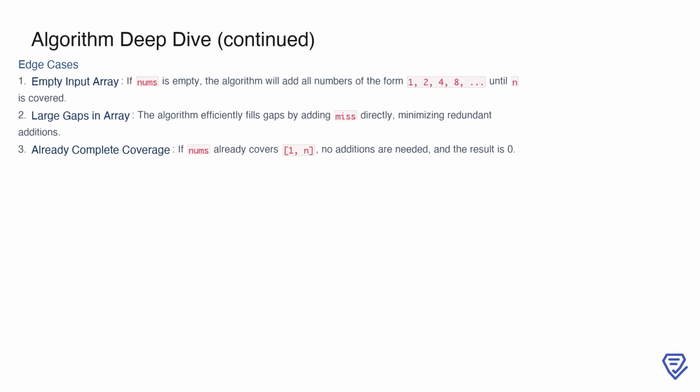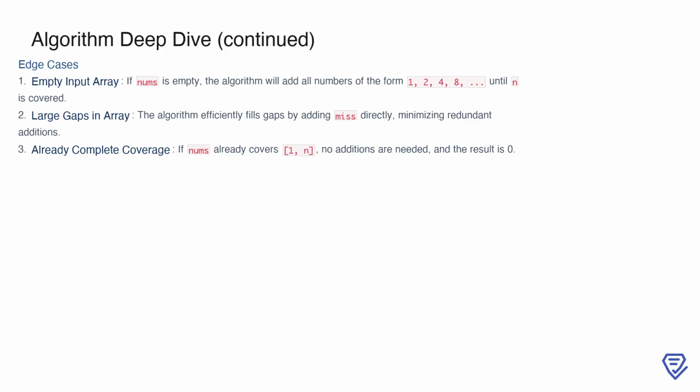There are several edge cases to consider in this problem. First, if the input array nums is empty, the algorithm will add numbers in the sequence 1, 2, 4, 8, and so on until the entire range from 1 to n is covered. This is because miss starts at 1 and doubles with each addition, filling the gaps efficiently.